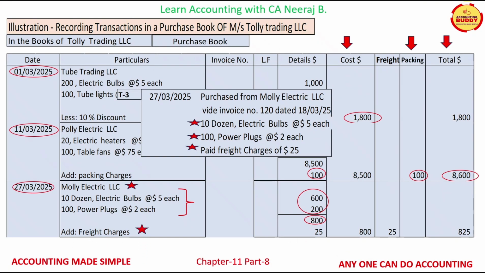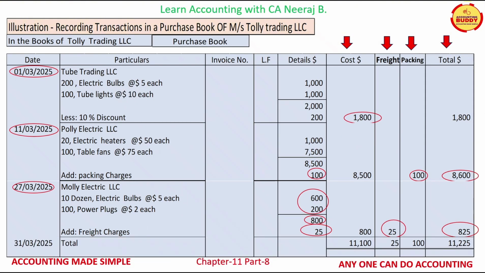The additional charge of freight is also mentioned under the particulars column. The value of the freight charged is mentioned under the details column and again under the freight column. The value of the cost of goods bought is also mentioned under the cost column. The sum total of the goods, $800, plus $25 freight cost is mentioned under the total column, which in our illustration comes to $825. At the end of the month, all the columns of the purchase book are totaled.